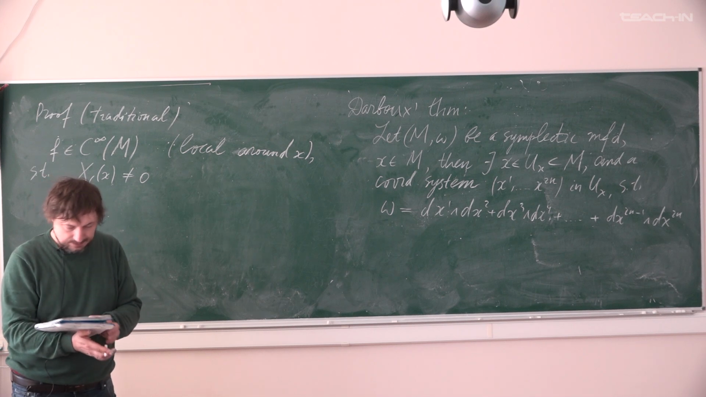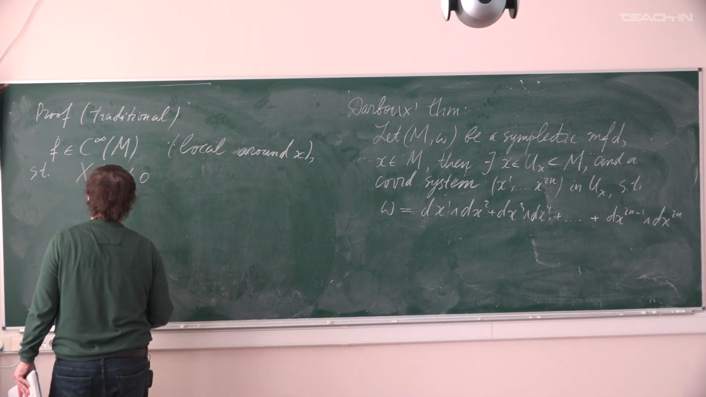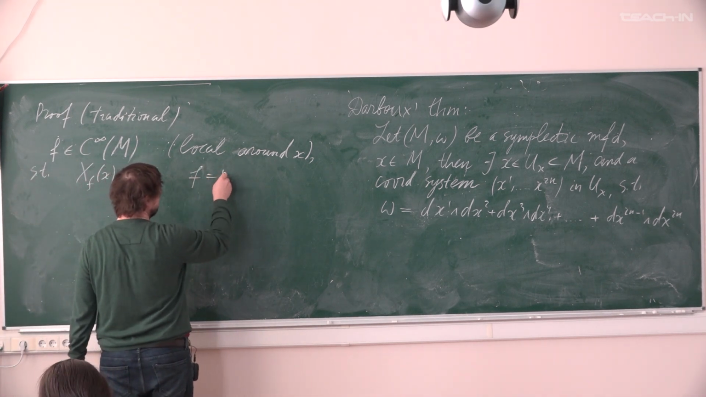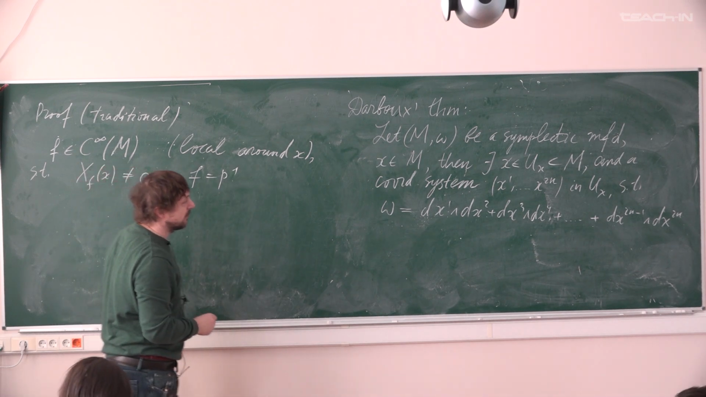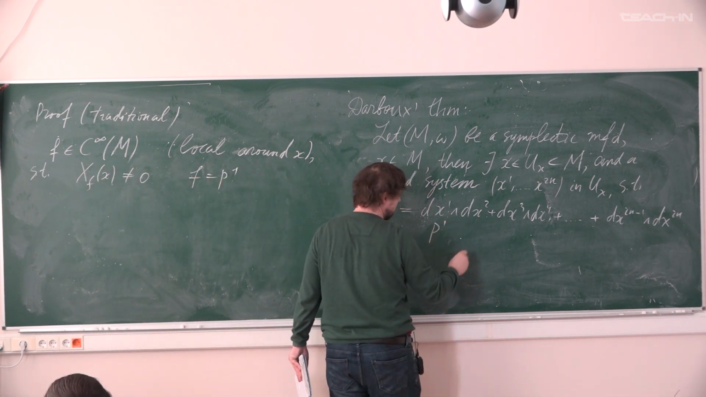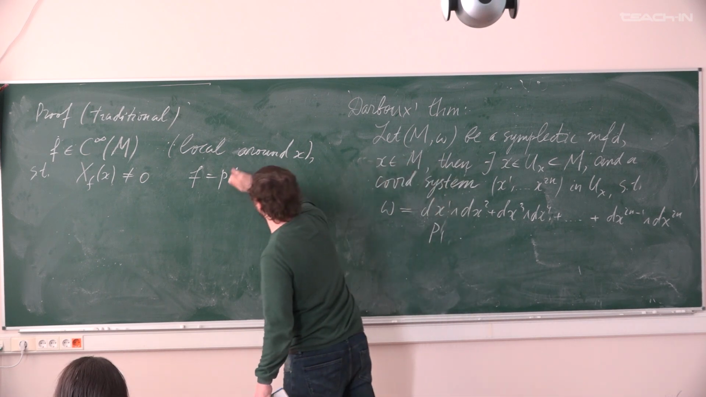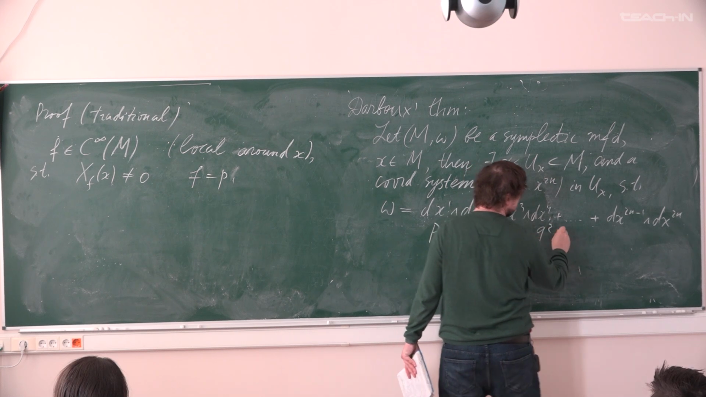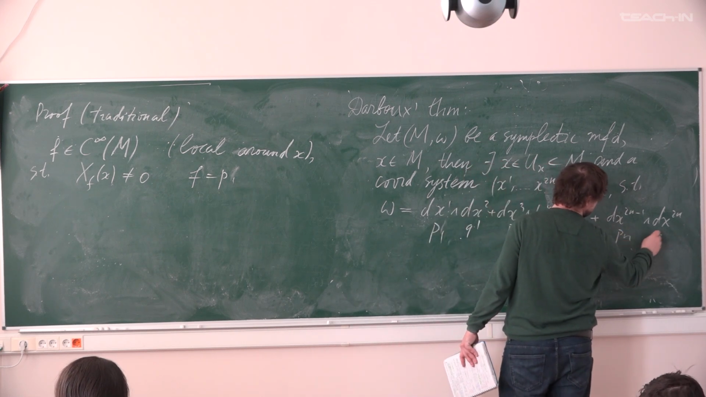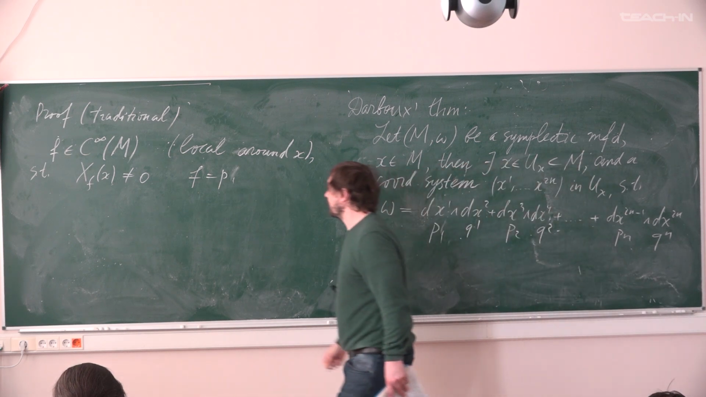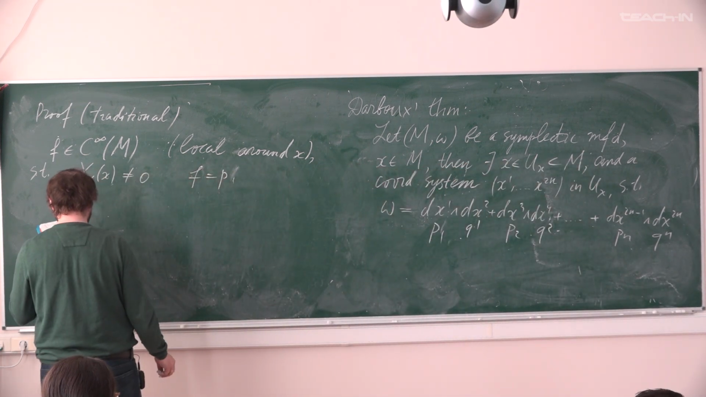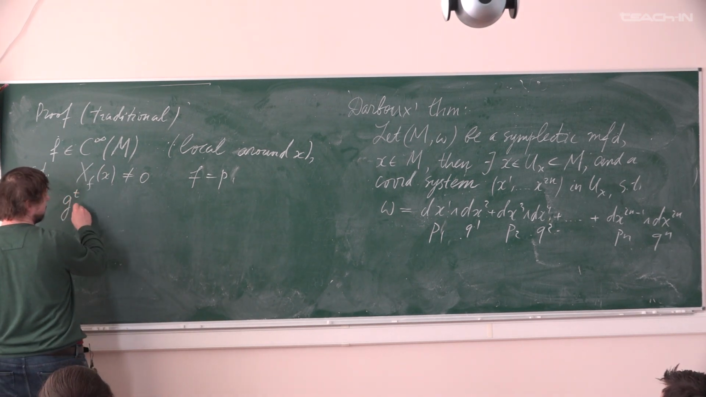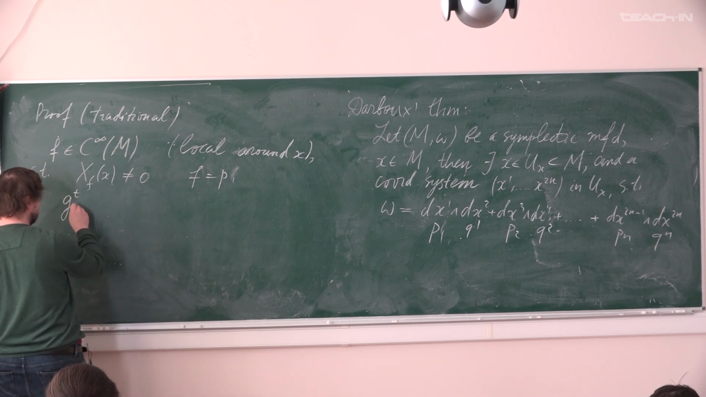Okay. So let us consider this. Then I denote this by p1, so p1, q1, p2, q2, and so on, pn, qn, in a traditional way. So you choose f to be p1 and consider the Hamilton flow of the function f of p1.